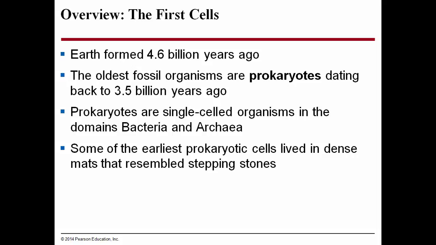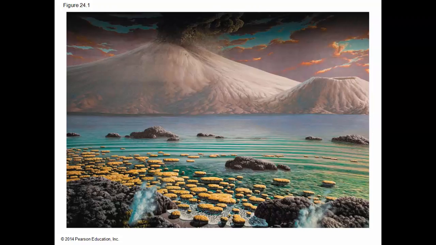Some of the earliest prokaryotic cells lived in dense mats that resembled stepping stones. These forms were called stromatolites, and they're seen here in this illustration of an artist's conception of what primitive Earth must have looked like. Here in the foreground we see the stromatolites. These are bacterial mats that form in shallow, low oxygen environments. And it's likely that they were made up of cyanobacteria or photosynthetic bacteria that eventually liberated oxygen into the atmosphere and made conditions possible for life as we know it today.